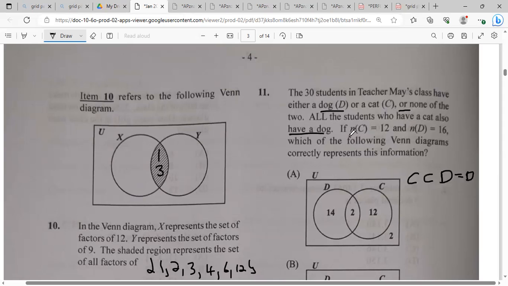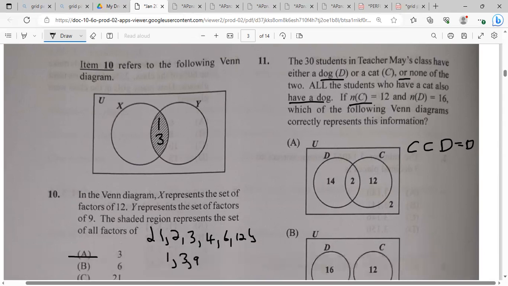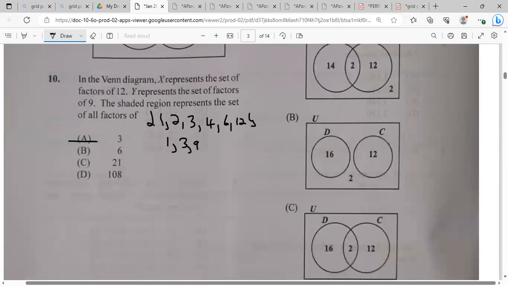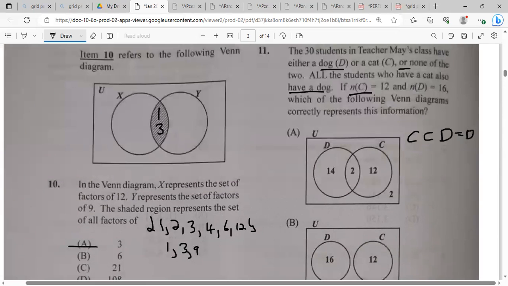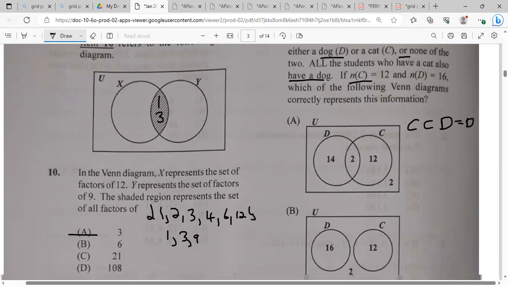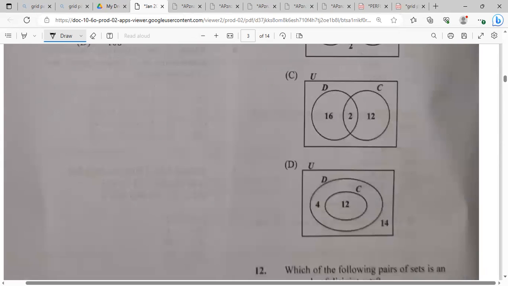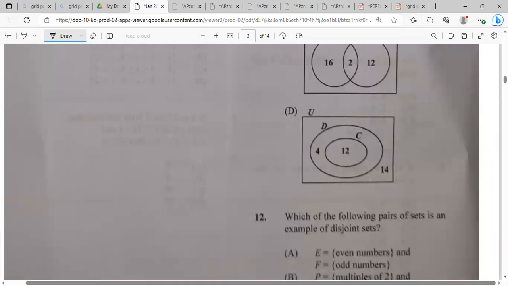All right, so let me see now. The number of cats is equal to 12 and dogs 40. We try to find which diagram correctly represents the information. So the number in what? Cat 12, cat 12, and dog 40, or 16. Did they say everybody who has a dog has a cat, or everybody who has a cat has a dog? It's D.